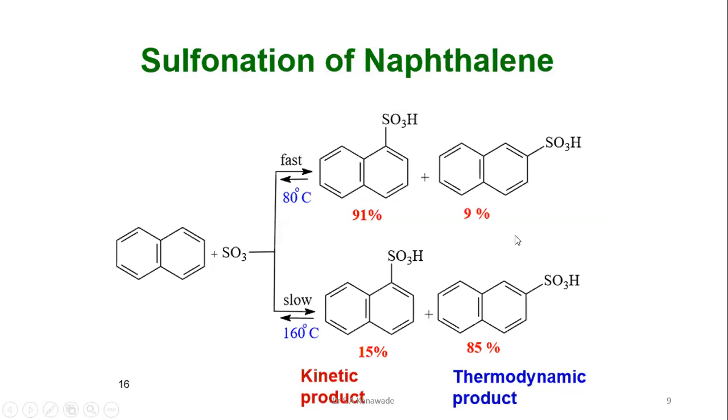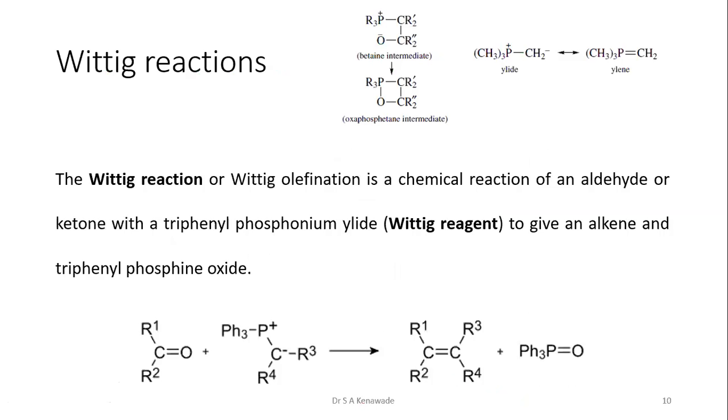This is, in general, the sulfonation of naphthalene. At the lowest temperature, the alpha product will form. At higher temperature, the beta product will form. This is the nitration and sulfonation of naphthalene.